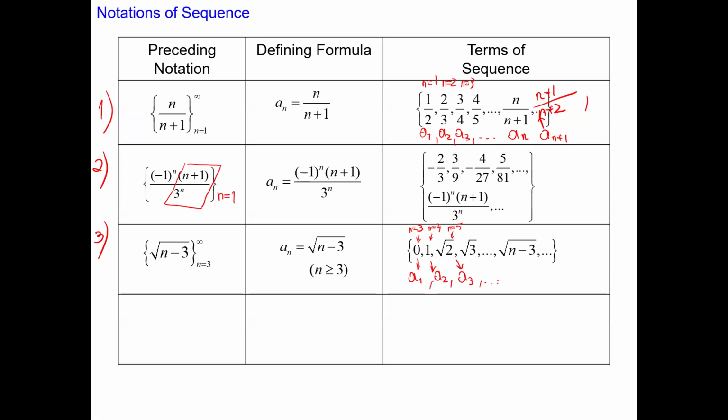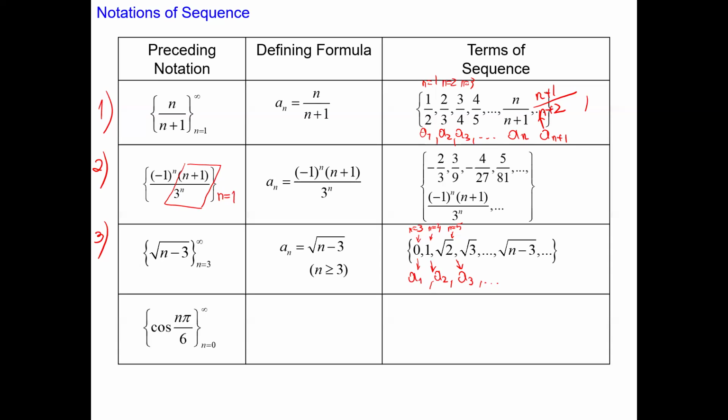Okay, please note, a sub 1, the first term, doesn't mean that it has to be defined for n equals 1. That's really important. If you're taking notes, and I hope you are, please write this down. A sub 2 is defined for n equals 4, because the index does not always correspond to the n value in the formula.